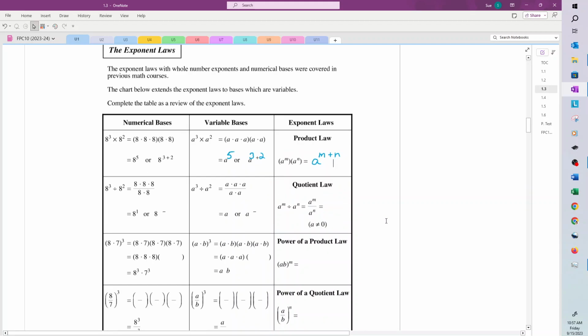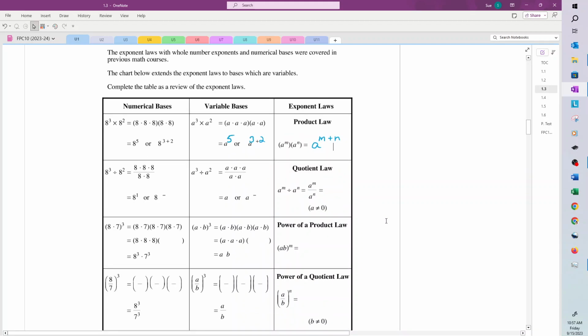And then the quotient law. If we write it out like this, we've got 8 times 8 times 8 divided by 8 times 8. We can see that some of these 8s are going to cancel out, and we're just left with a single 8, which is 8 to the power of 1. The shortcut is by subtracting the exponents, so it's 3 minus 2.